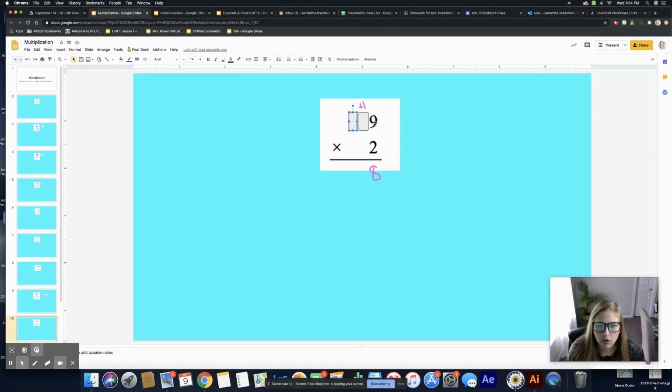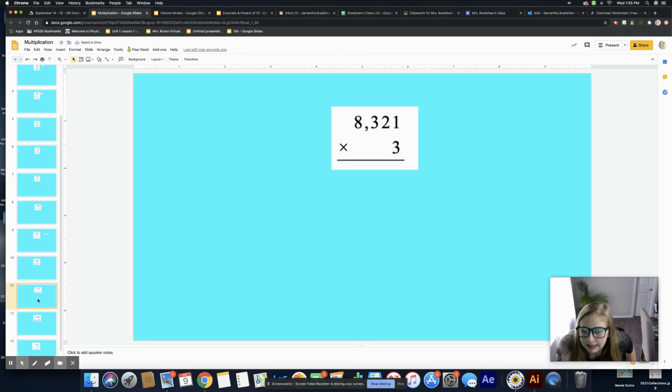I am then going to expose my second number. 2 times 5 is 10, plus 1, which is 11. Put a 1, carry the tens. I then move my box over to see my very last number, and I have 2 times 8, which is 16, plus the 1 I carried, which is 17. So my answer is 1,718.